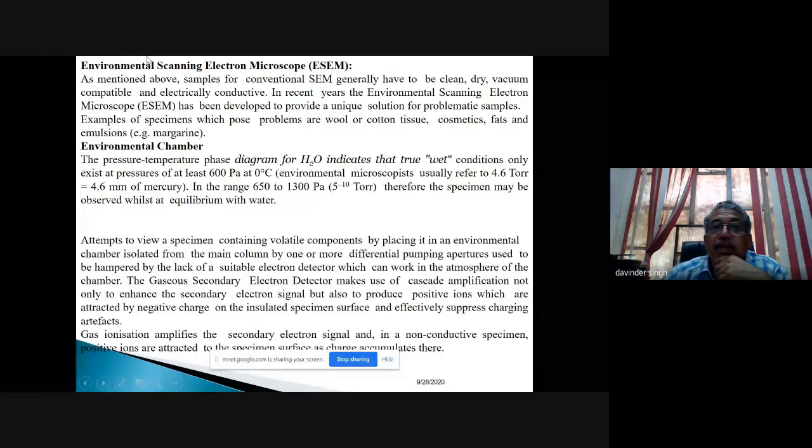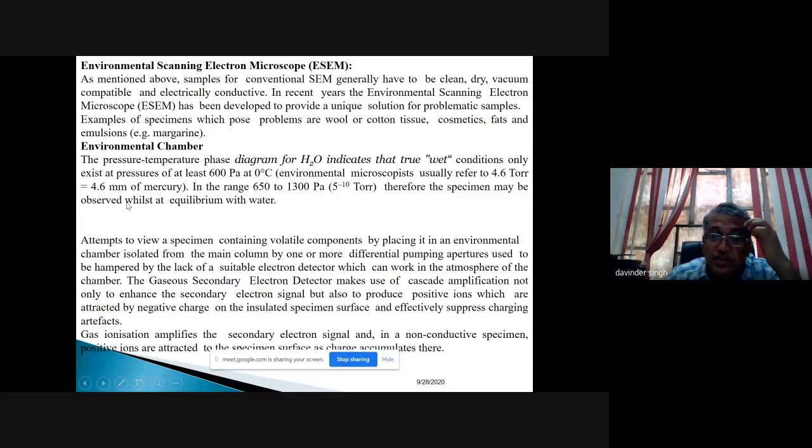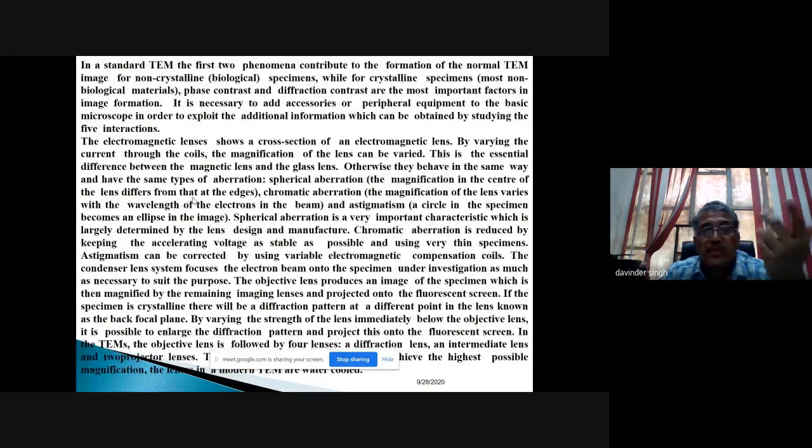In that case, the samples for conventional SEM generally have to be clean, dry, vacuum compatible, and electrically conductive. In recent years, the environmental scanning electron microscope has been developed to provide a unique solution for problematic samples. Examples of specimens which pose problems are wool or cotton tissue, cosmetics, fats, animals. So different types of people are using this environmental scanning electron microscopy, or in that case they are using a particular environmental chamber. So this is not useful for material science people. So you can scrap this.